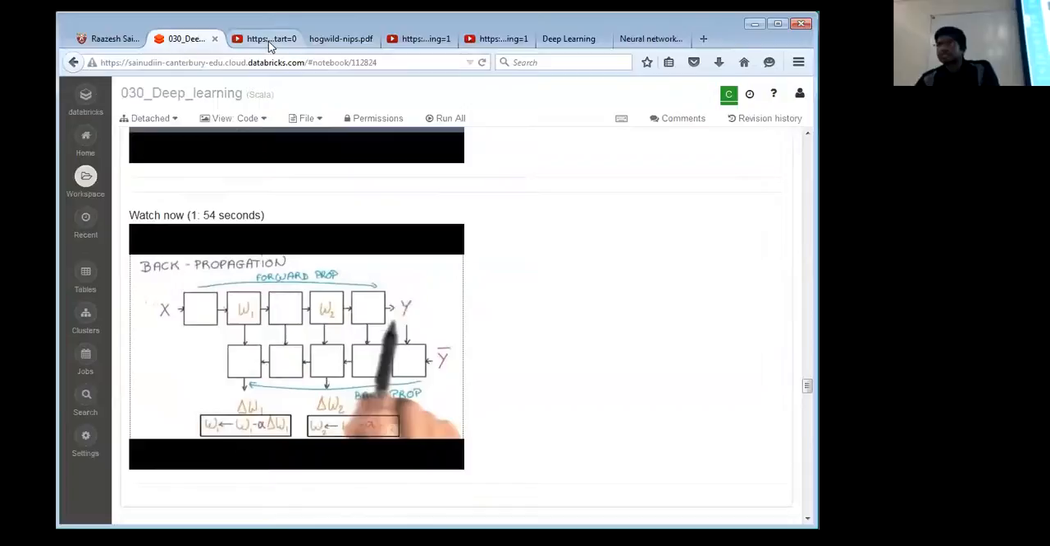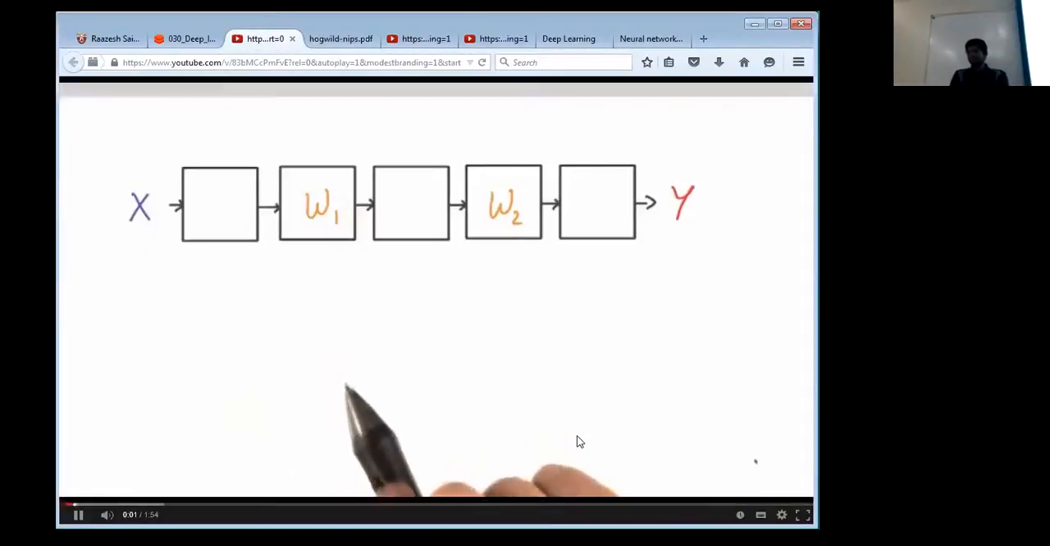And this is Vincent's explanation of back propagation. Here's an example.